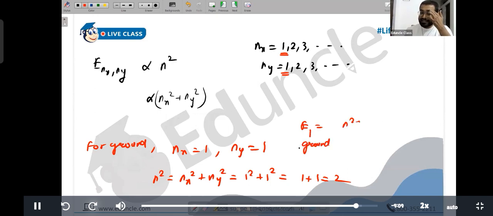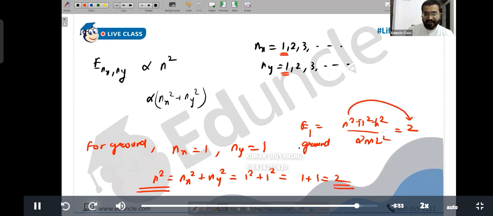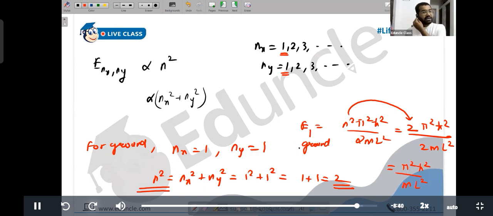The formula is n square pi square h square upon 2 ml square. So what will it be now? N square value is 2, take care please. N square is 2, so 2 pi square h square upon 2 ml square. So this is the ground state energy in a 2D box, people. I hope you understood. Take your time. This is the ground state energy in the 2D box: pi square h square upon ml square.